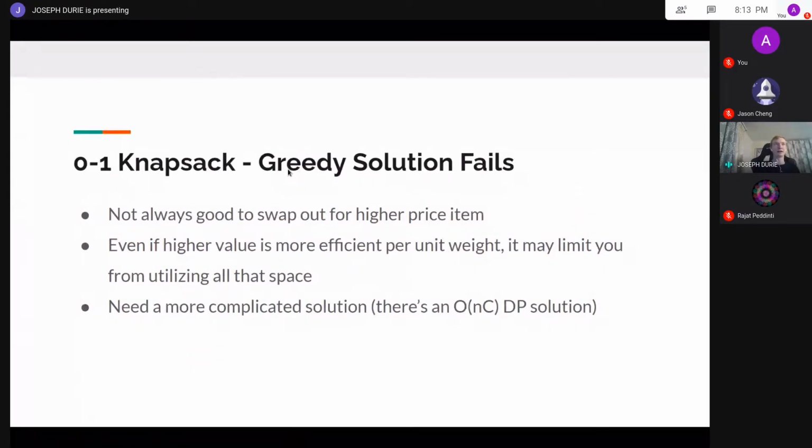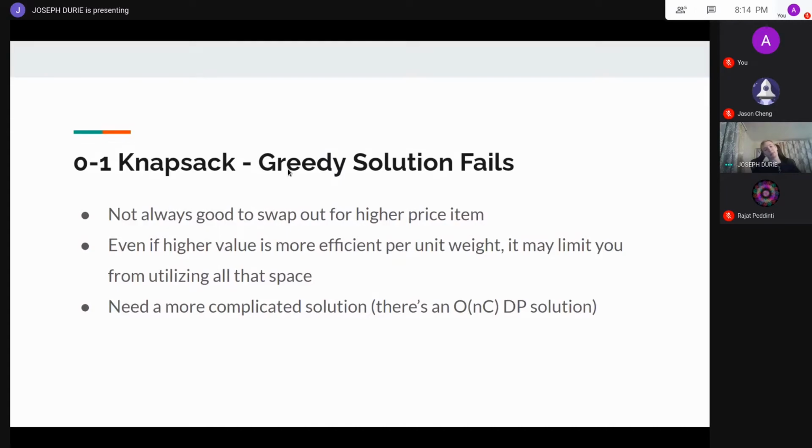Because even if, again, the higher value is more efficient per unit weight, it might stop you from using all of your space. And so for this problem, you need a more complicated solution. Specifically, there's an O(NC) DP solution that I think we talked about when we did the DP lectures a while back. So we can't do a greedy solution in this case.